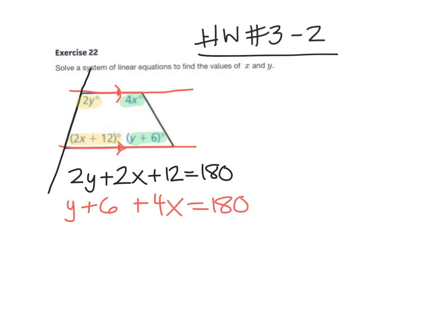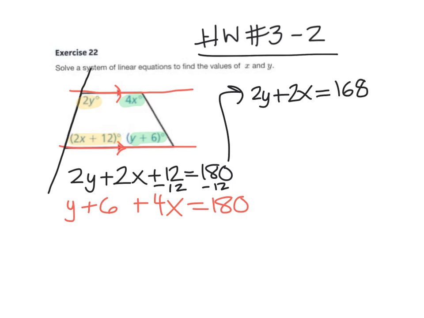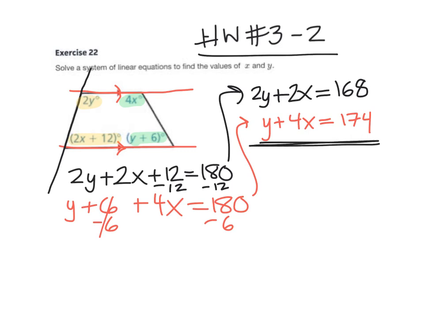Then you want to simplify your equations. I'm going to minus 12 and minus 12 to get the numbers on the other side. So I get 2y plus 2x equals 168, because 180 minus 12 is 168. For the red equation, I'm going to minus 6 and minus 6. So I get y plus 4x equals 174.